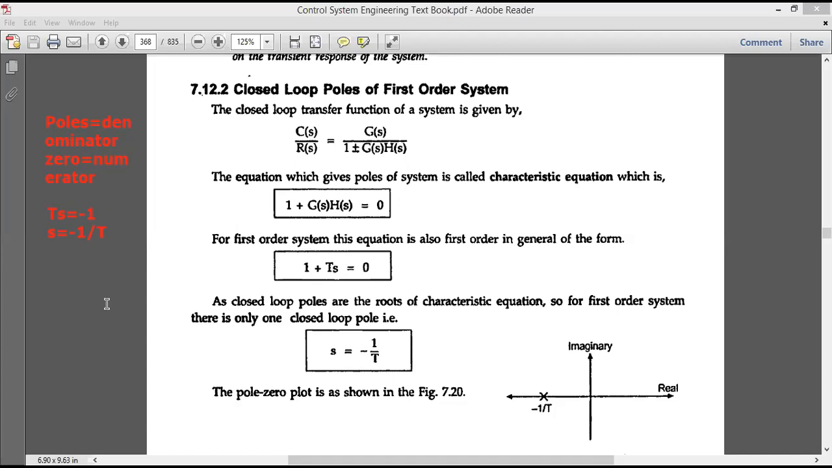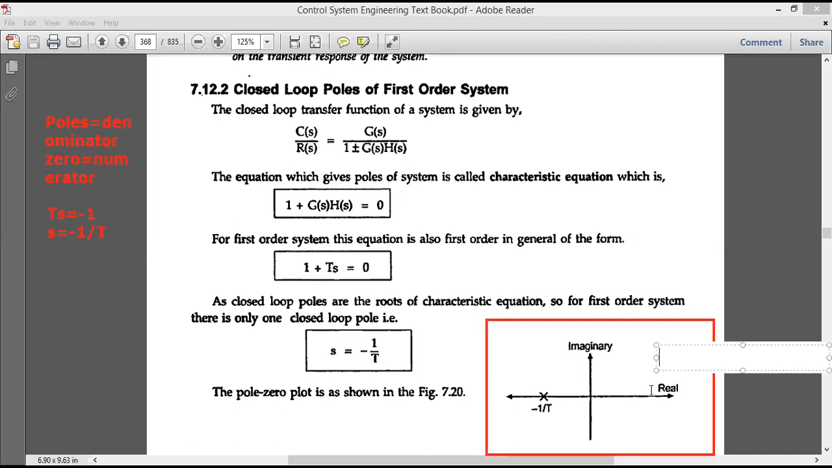Now, apart from that, the poles of the transfer function can be represented on the S-plane. If this figure is my S-plane, then the part on the real side, we call the right side of the S-plane, and here it is called the left side of the S-plane.